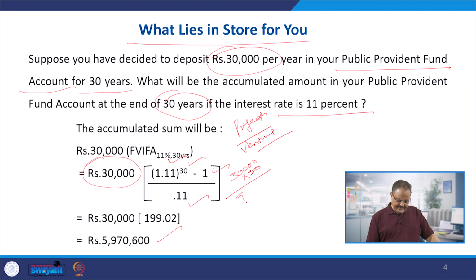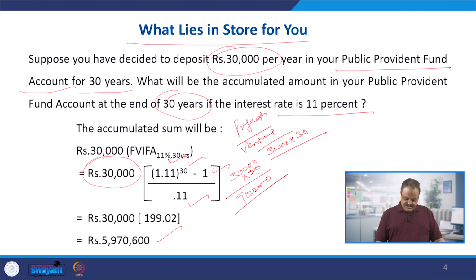You have deposited 9 lakh rupees, because you are giving 30,000 every year for 30 years, so it is 30,000 into 30 years. This amount is going to be 9 lakh rupees. You are depositing 9 lakh rupees and this 9 lakh rupees becomes close to 60 lakh rupees after a period of 30 years. It is close to 6 million Indian rupees. So, you can understand how fast it has grown, how much it has become after a period of 30 years when you are depositing this money.